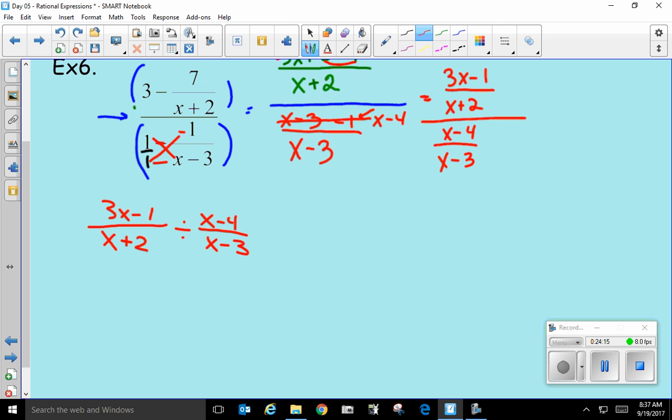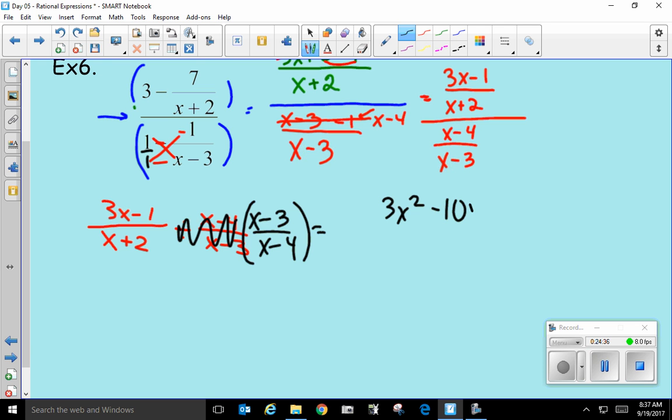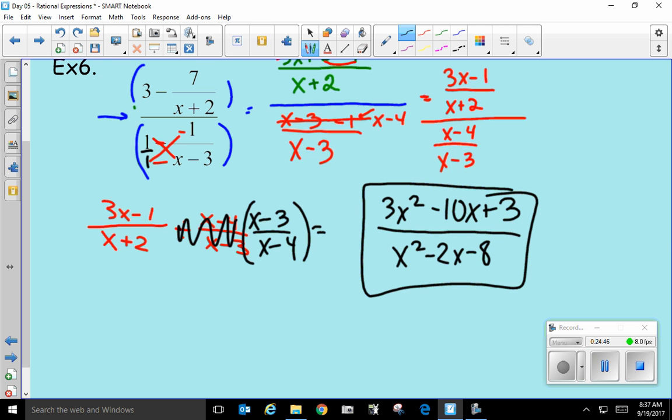Just flip the second fraction, like a multiplier. Let's flip the second fraction. So this turns into x minus 3 over x minus 4. Now it's multiplication. And there's nothing I can do besides multiply them out. I got 3x squared. It's minus 9x minus 1x. So it's minus 10x plus 3 all over x squared minus 2x minus 8. That's it.